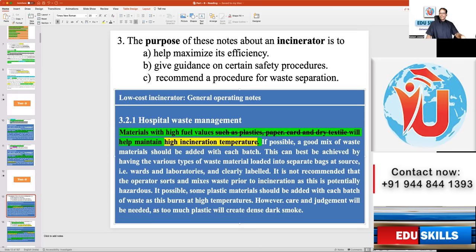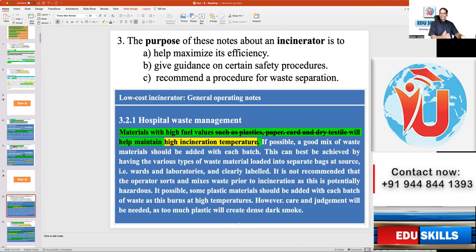To achieve high incineration temperature, what should you do? If possible, a good mix of waste material should be added with each batch. How can you get that mix of waste material? This can be best achieved by having the various types of waste material added into separate bags at source, that's Watson laboratories. Do you understand?